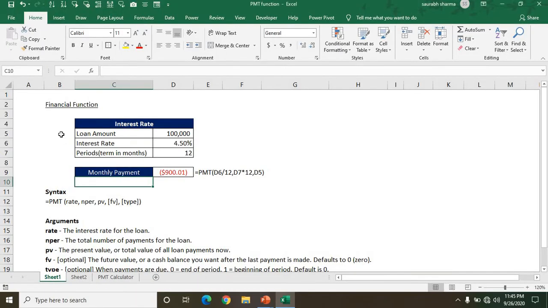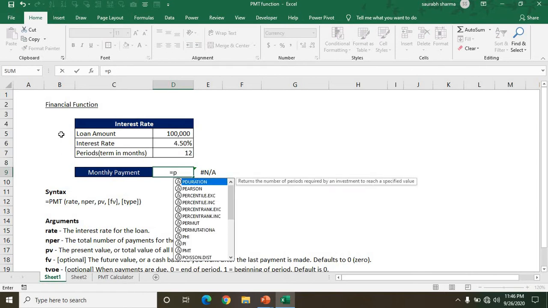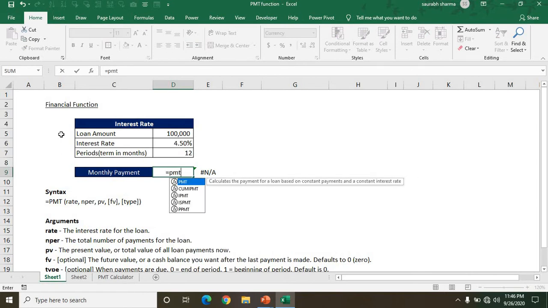Let's suppose this is a loan amount of 1 lakh, the interest rate is 4.50 percent per annum, and the period in terms of months is 12, for 1 year only. So how to use PMT here? I'm applying the PMT. You have to write PMT. It calculates the payment for a loan based on constant payments and a constant interest rate.